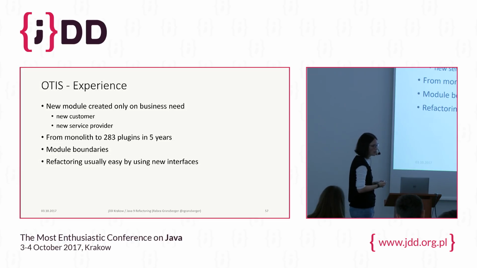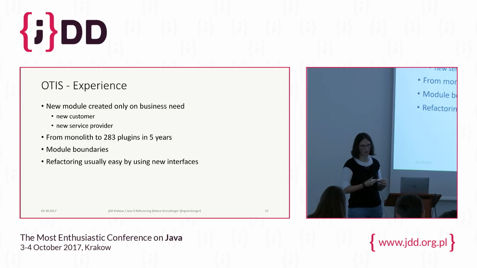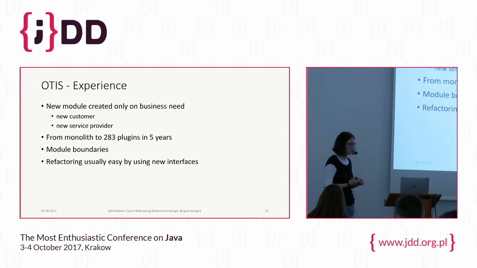So beginning with a monolith application 5 years ago, we now have 283 plugins. We didn't do a full rewrite, we only refactored when we had the business need. You always have to think about the module boundaries, because your new module descriptor also becomes part of the API. Your IDE might propose to add a static somewhere in your code. You shouldn't do that. You also have to think about the modules.